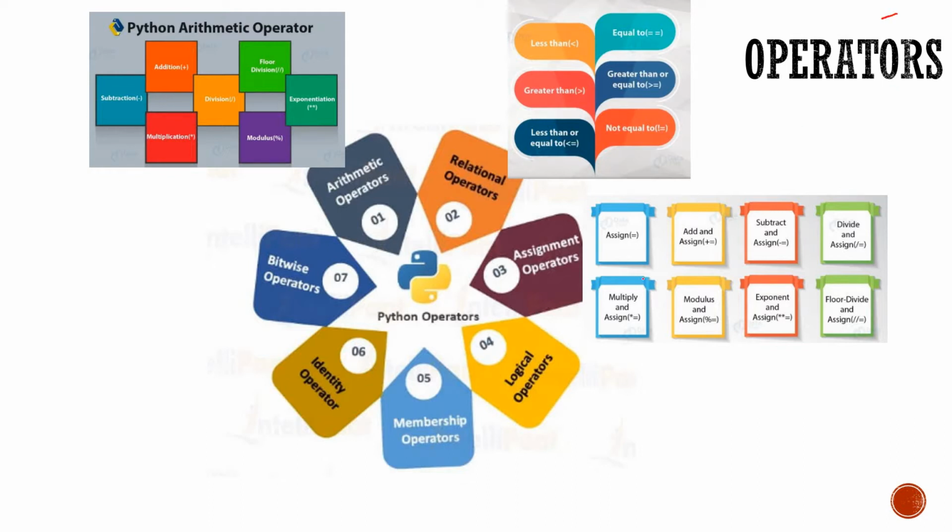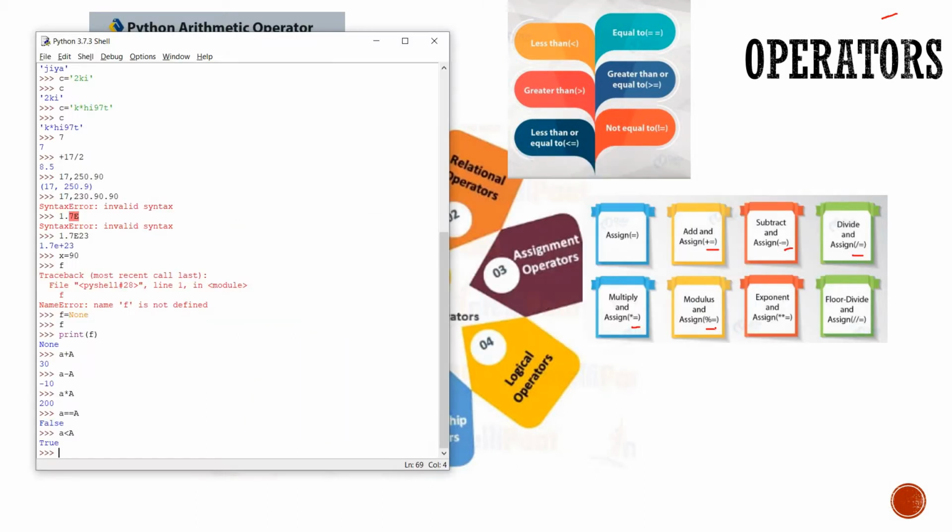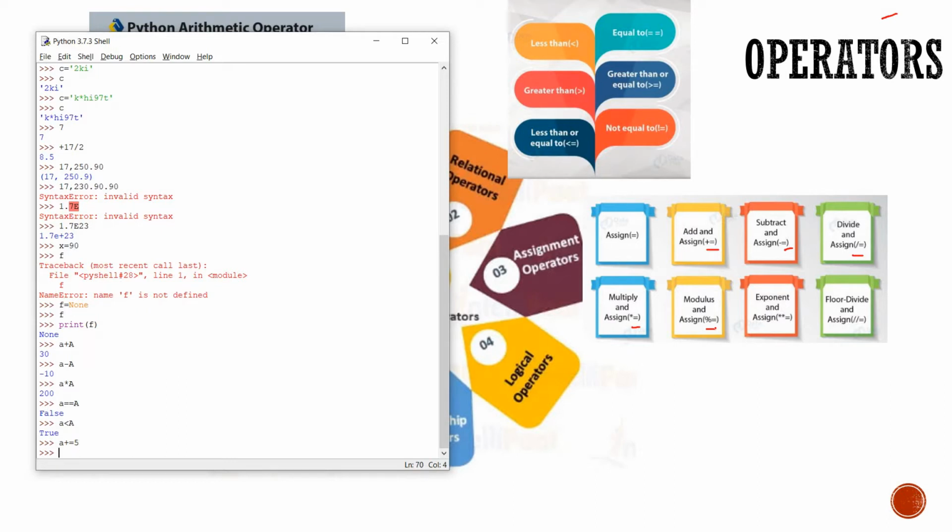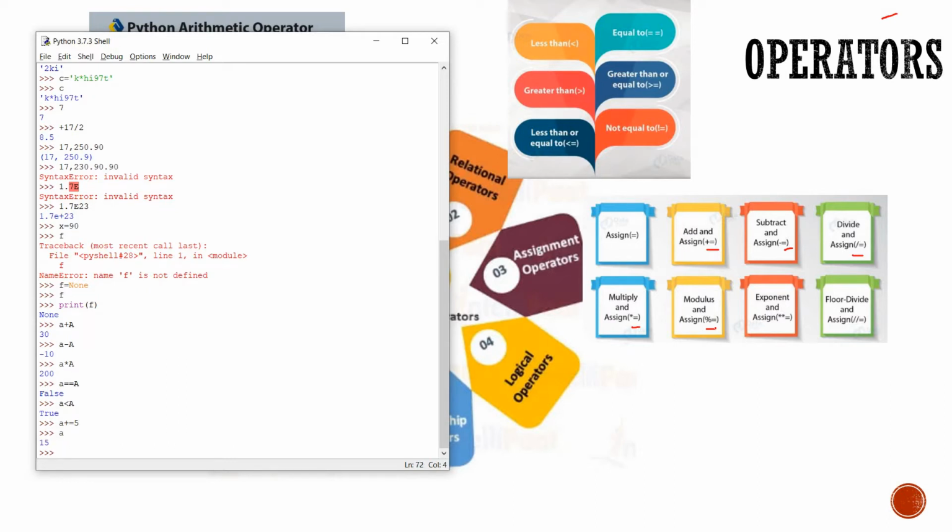Okay, multiply and assign. So these plus equal to, minus equal to, these are known as the shorthand operators. How it works, let's see over here. If I am writing a plus equal to 5, that means a plus 5 equal to a. So my value of a is 15 now. A plus 5 equal to a.